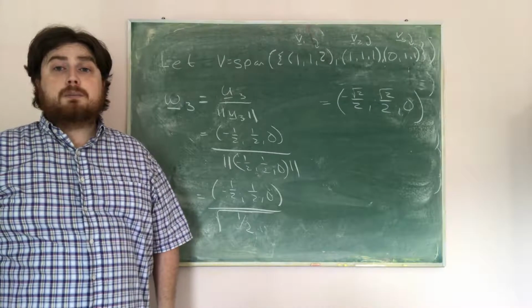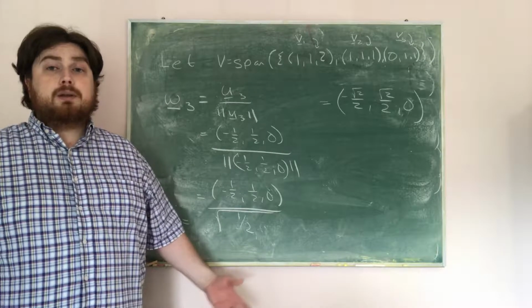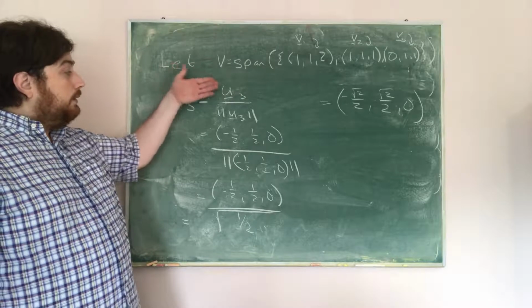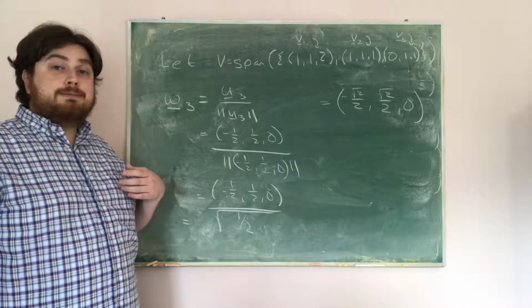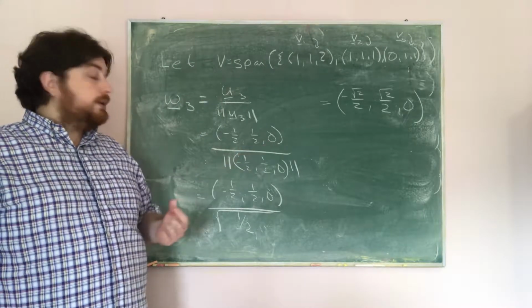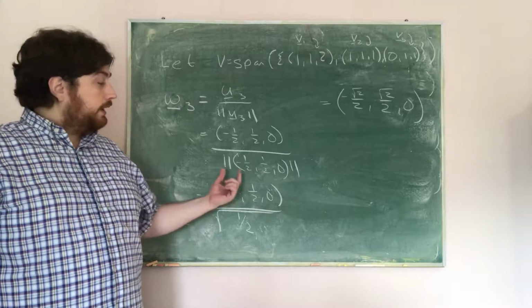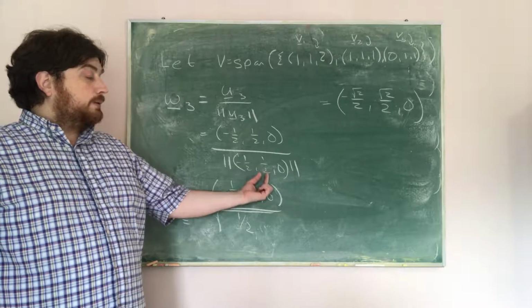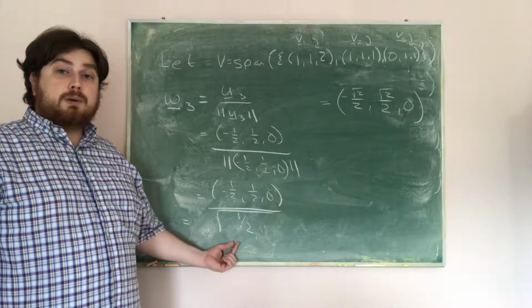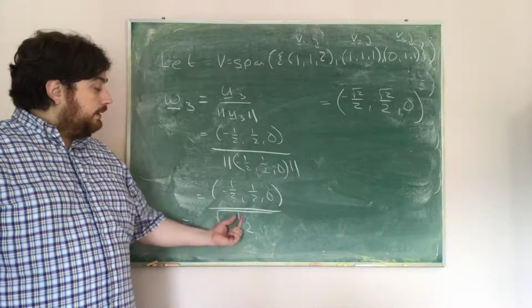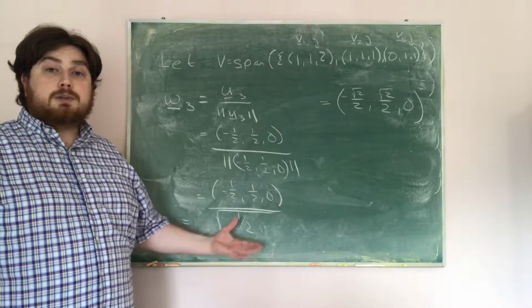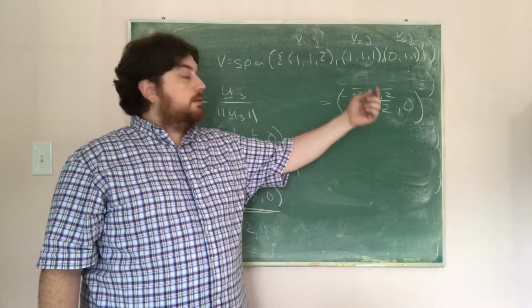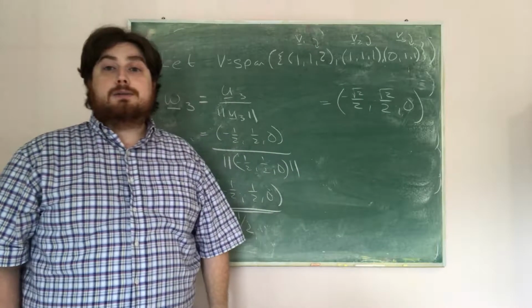All right, so now that I found my U3, I just need to find my W3. That is, I need to turn that into a unit vector. So I'm going to take U3 divided by the norm of U3. So I have the vector negative 1/2, 1/2, 0. If I divide by the norm of that, negative 1/2 squared is 1/4 plus 1/4 is 1/2. So I get the square root of 1/2 as the norm. Then dividing by the square root of 1/2 is the same as multiplying by the square root of 2. So what I end up with is negative root 2 over 2, root 2 over 2, 0.